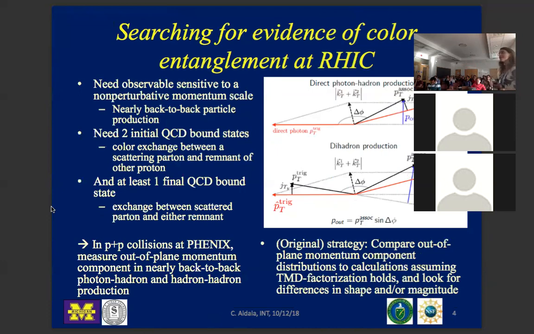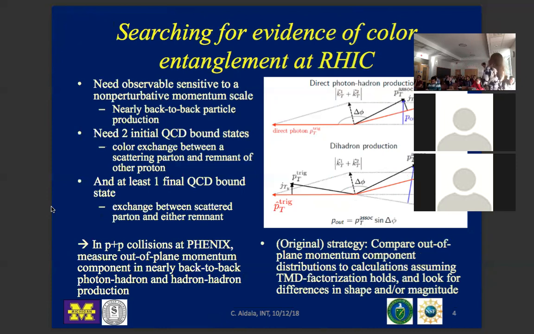So in pp collisions at PHENIX, we thought we would proceed by measuring the out-of-plane momentum component in nearly back-to-back photon-hadron and hadron-hadron production. If you look at these vector diagrams here, this is photon-hadron production. The beam would be going into the plane of the board, so I'm looking at the transverse plane. I measure an isolated photon on one side, and the red vector here would be the partonic jet, if you will, the outgoing parton. That's in a leading order picture.